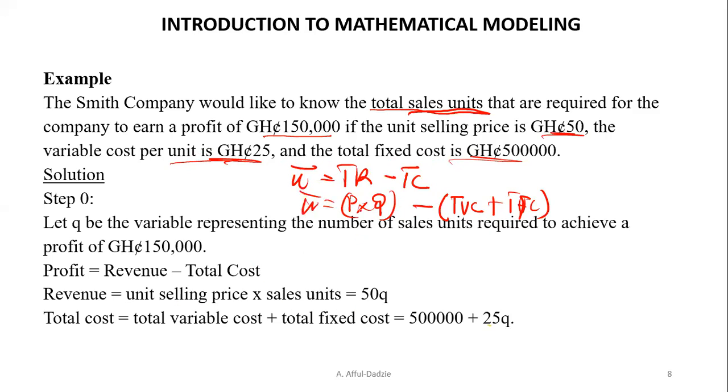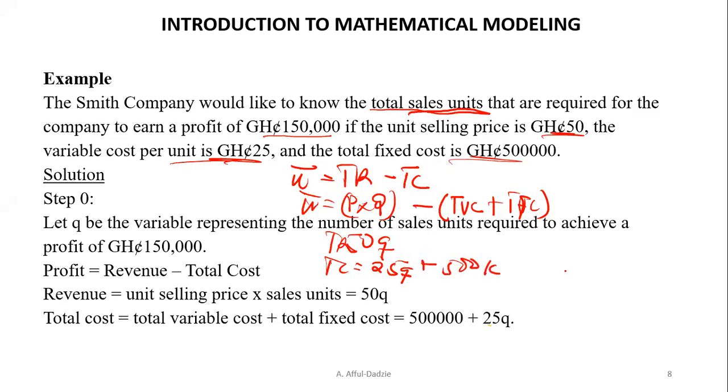So here you can redefine this. We don't know Q, in fact that's what we're interested in. We know the selling price is 50, so our total revenue is 50Q. Total cost would be our variable cost, which is the production cost per unit, a function of the units produced. So that is 25, the variable cost, times the number of units, plus the fixed cost, which we have as 500K.